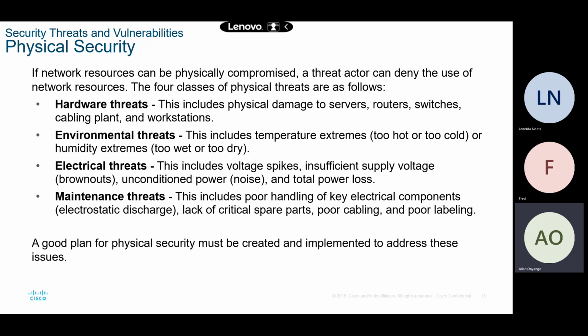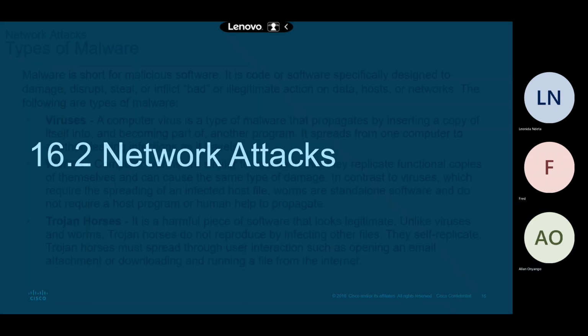It's completely gone. Then we have maintenance threats. This is as a result of handling of your devices. Do you dust them? Do you keep your cabling well? How do you handle your devices? The cabling, are they just everywhere so that people can step on the cables? Do you replace spare parts that are worn out? So this is very, very important, again, as far as physical security is concerned.